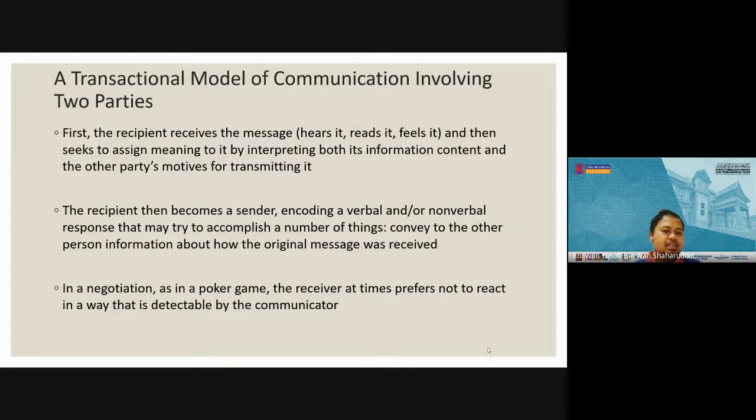In a negotiation, as in a poker game, sometimes the receiver at times prefers not to react in a way that is detectable by the communicator. Especially in the negotiation process, sometimes your reaction will be a bit subtle, not 100% exaggerated or 100% obvious. Sometimes you will try to hide a bit of information. Take for example a promotion when you are negotiating, or maybe a price reduction. You want to save that one particular bullet, your last bullet, when you want to attract your customer, for example.